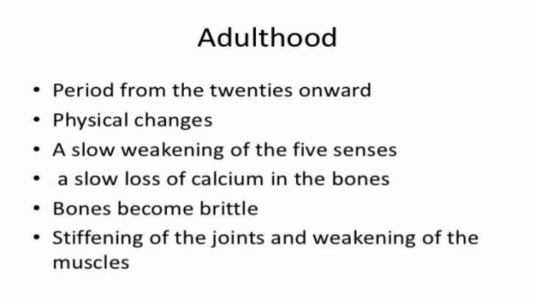And coming to adulthood, it's a period that starts from 20 onwards. Here physical changes can be seen, but not massive. A slow weakening of the five senses, slow loss of calcium in the bones, bones become brittle, stiffness of joints, and weakening of the muscles will slowly come up over the years.